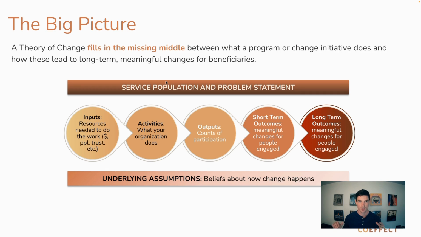As a reminder, your theory of change fills in really the missing middle between what your initiative does and the long-term meaningful changes for beneficiaries. So here are all the components, and we're going to be talking about service population and problem statement today, as well as long-term outcomes. In future videos, we'll talk about short-term outcomes, outputs, activities, inputs, and underlying assumptions. These are the topics that your theory of change needs to touch on.